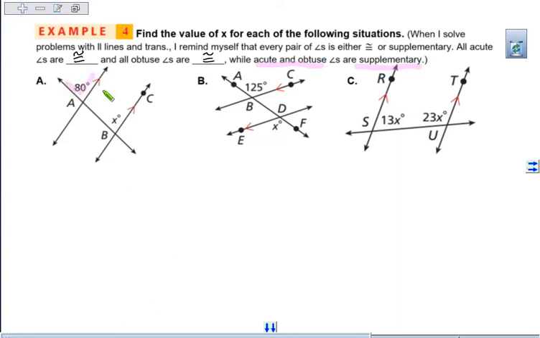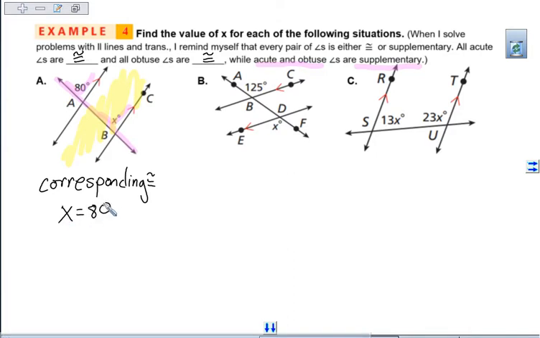So our next example, we're looking at that 80 degrees and that X. So this is our transversal, and everything between the two lines that aren't our transversal is interior. So we have one interior angle and one exterior angle, and they're on the same side of the transversal. That means that we have corresponding angles. And remember that corresponding angles are congruent when we have parallel lines being intersected by a transversal. So that means that X equals 80.